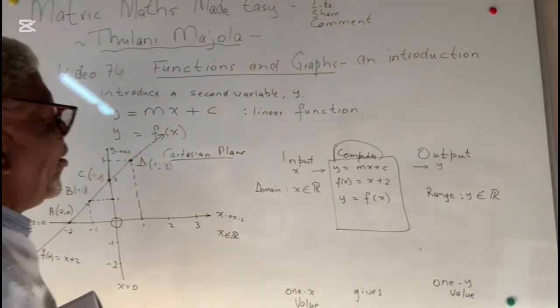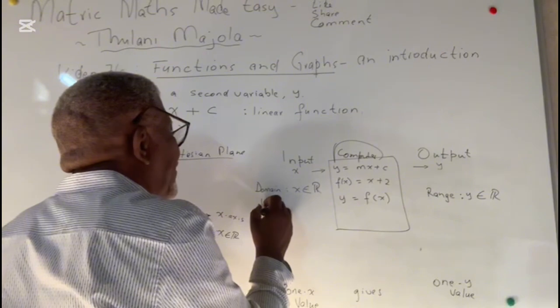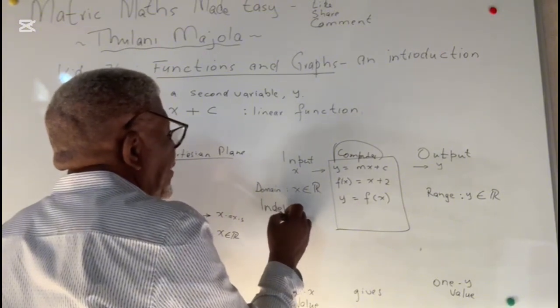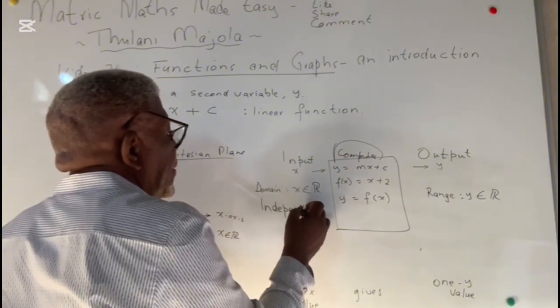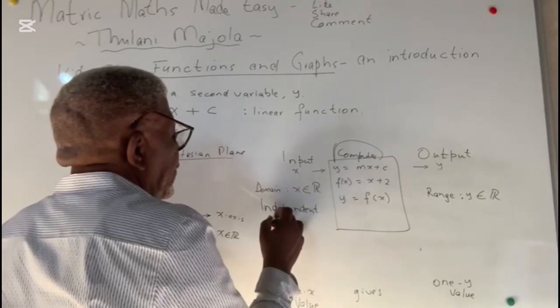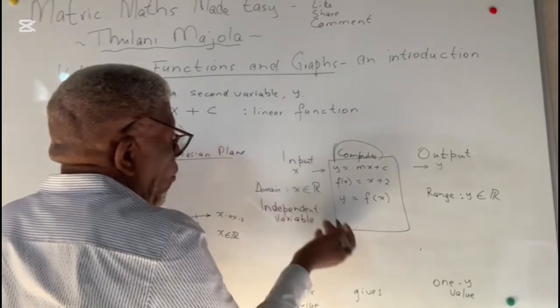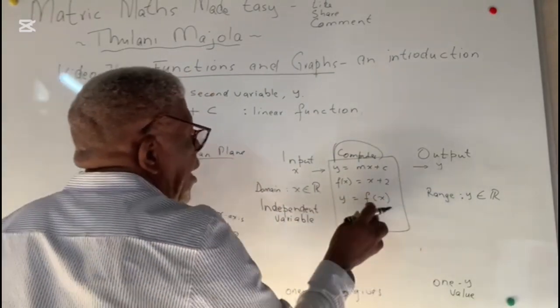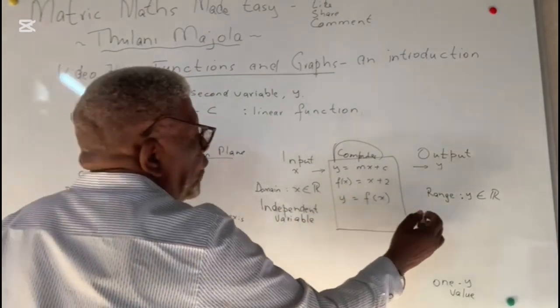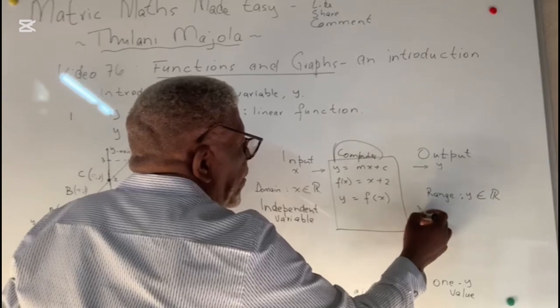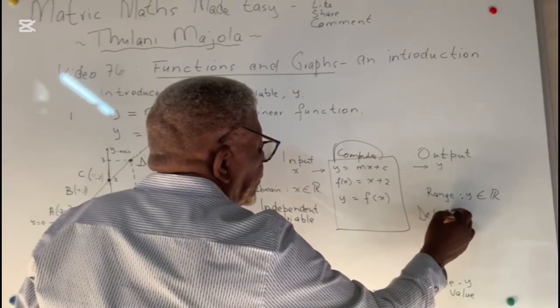And then we call x the independent variable. Of course, y will be dependent because all the y values are f of x. So y is the dependent variable.